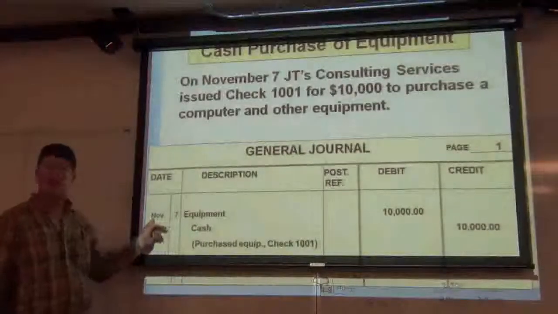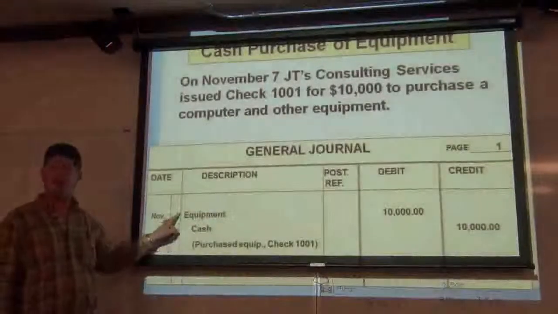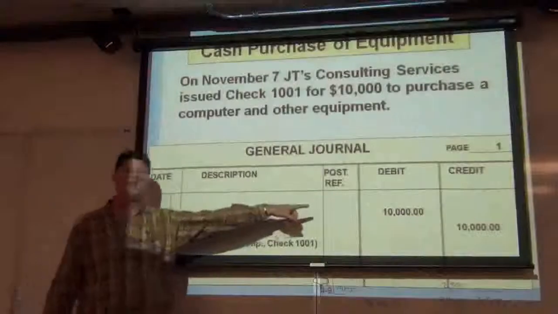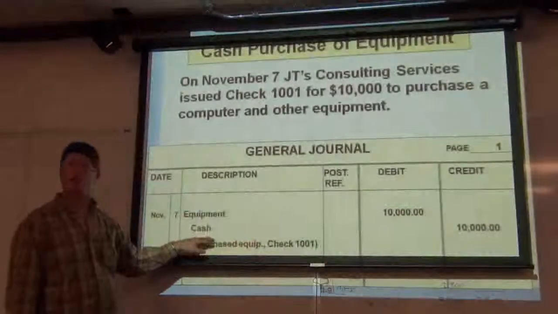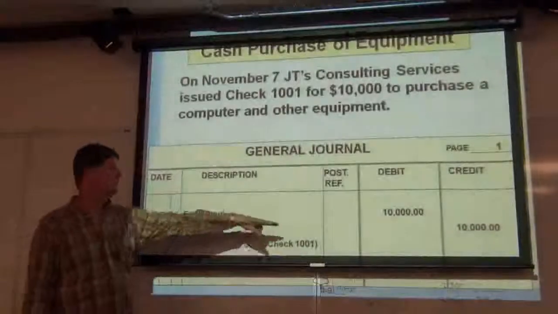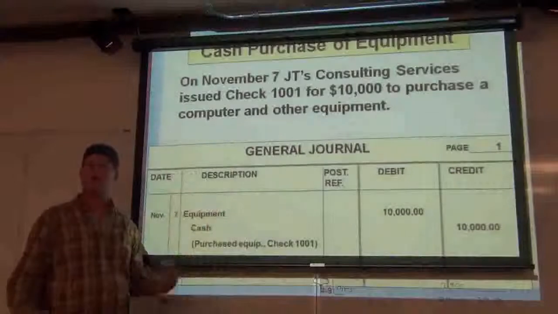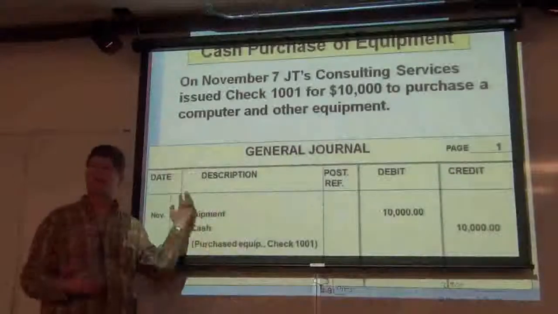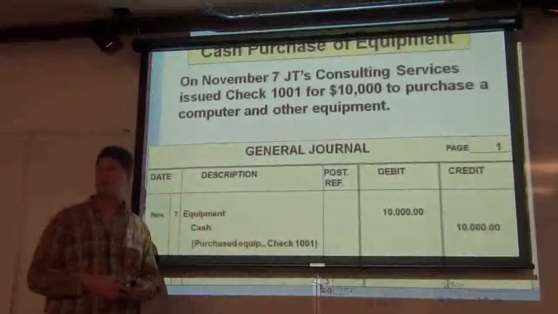November 7th, the following day. We went out and bought some equipment, right? Debit, because it's all the way to the left. How much did we pay for it? $10,000. Indent cash. How did we pay for it? In cash. And we credit cash for $10,000, meaning cash is going down. So we can read this and tell the story just by reading through this journal. It's just in accounting language.